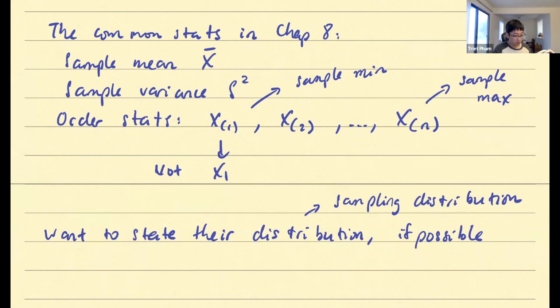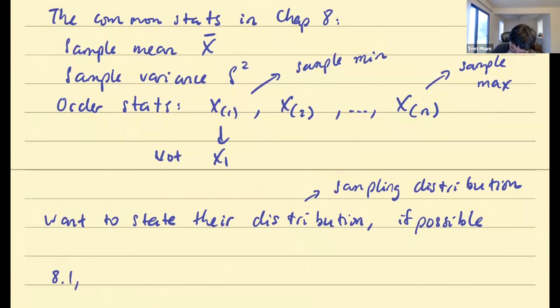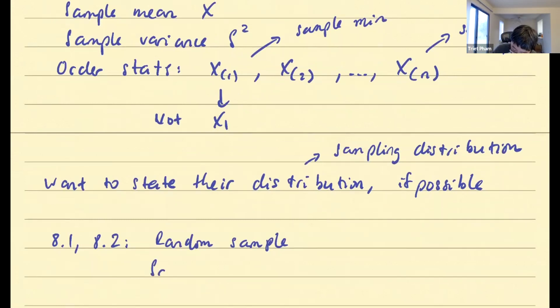Okay, so we will look at the plan. I think for now, let's just focus on 8.1, 8.2, and see if we can move beyond that today. 8.1, 8.2 basically introduce you to random sample, which we kind of discussed already. 8.1, 8.2 focus on a sample mean, X bar. And then we move on to a sample variance, and then move on to order stats.